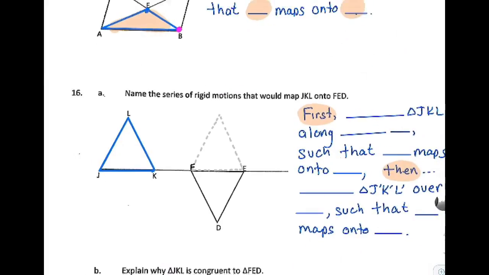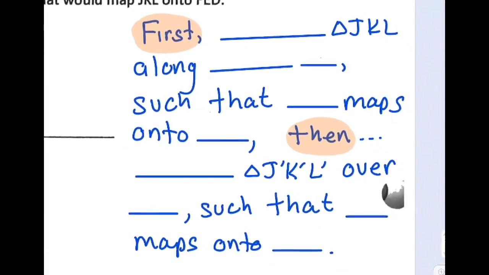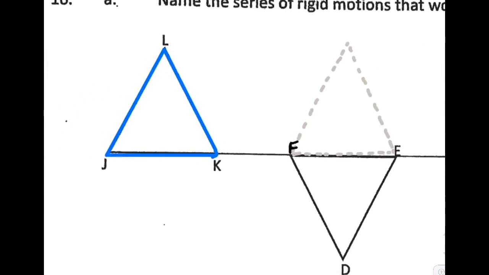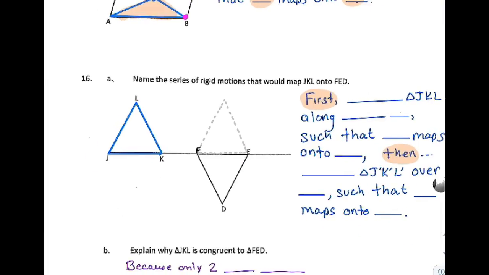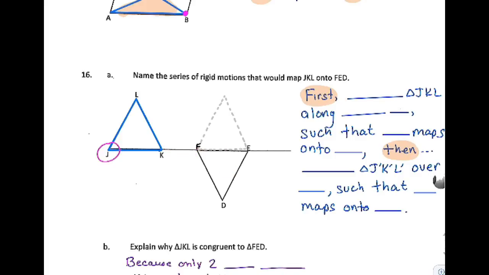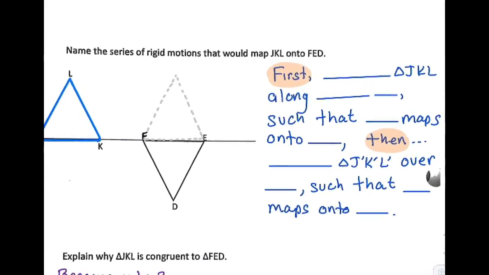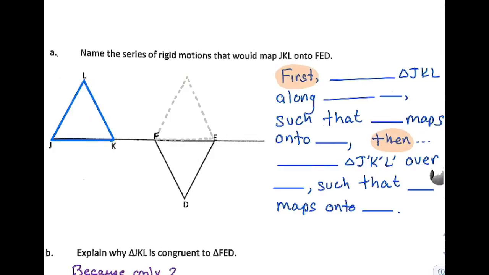Number 16, that looks intimidating with all those words and blanks there. And it's only because there's two steps. And the hint that isn't on your paper is that gray dotted outline. It just needs to be moved over to here before you reflect it down there. So a translation will move it. So J has to go on to F. And once that happens, then I can reflect it downward. So there is your hint on the right there.